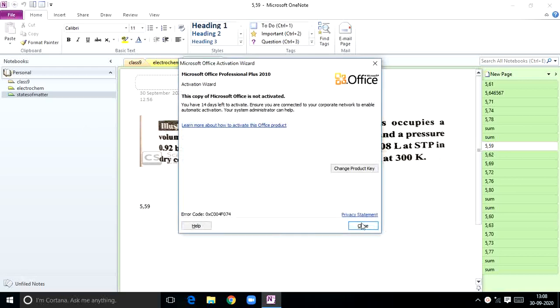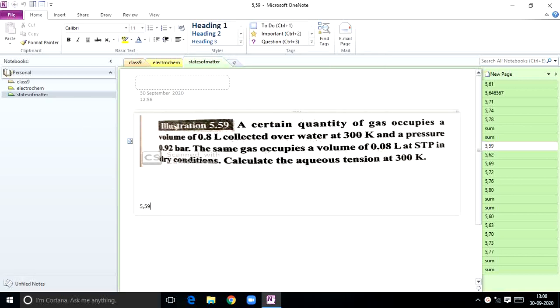Welcome to class 11 chemistry. Today we'll have a numerical session. See, numericals based on Graham's law of diffusion and Dalton's law of partial pressures.